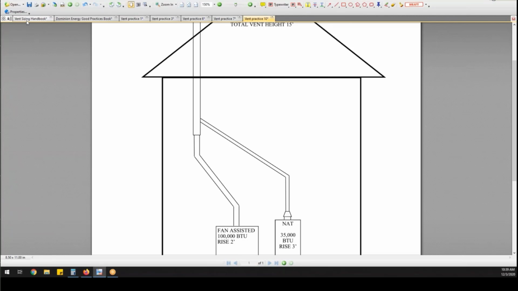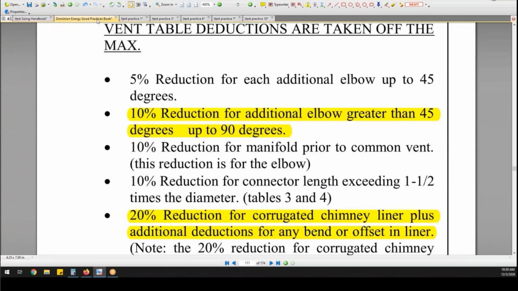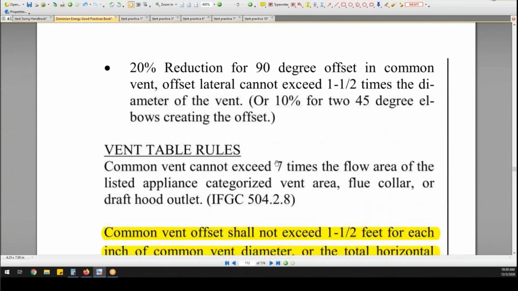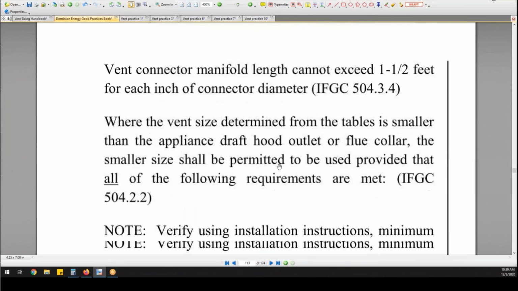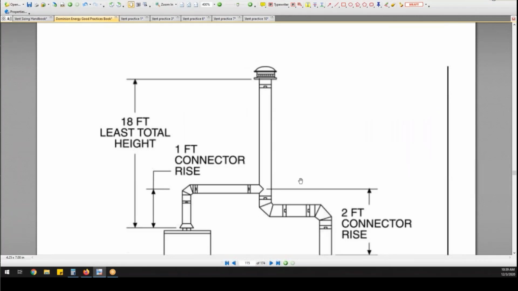So we're going to go back over to our venting size book, or the gamma tables. By the way, guys, the tables in the good practices book and the IFGC are exactly the same as these tables. So if you don't have this book with you, the tables in the good practices book and the tables in the IFGC are exactly the same tables. I'll get the tables over here pulled up so you can see.